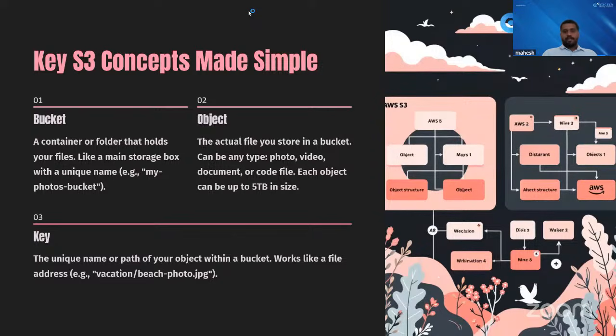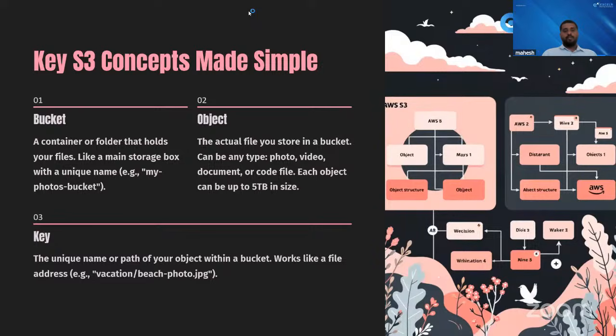Next we have the object. An object is the actual file that is stored in the bucket. Already I said very clearly that whatever data you store inside the S3 bucket will be treated as an object, right? So the actual file you stored in the cloud bucket can be any type: photo, video, document, or code file. Each object can be up to 5 TB in size. Participants, this is one of the important points to remember. The object size should be up to 5 TB. If it is more than 5 TB, you should upload using Cloud Shell. Cloud Shell is a shell where you write commands to create S3 buckets and so on. Hope it is clear to everyone.